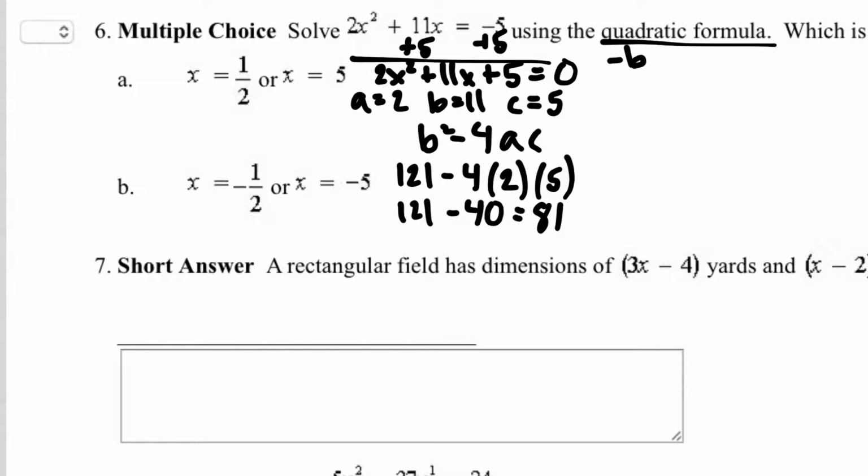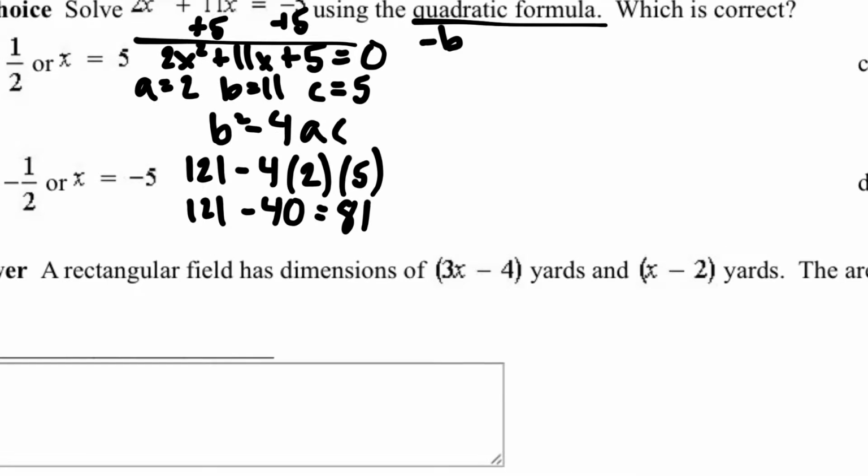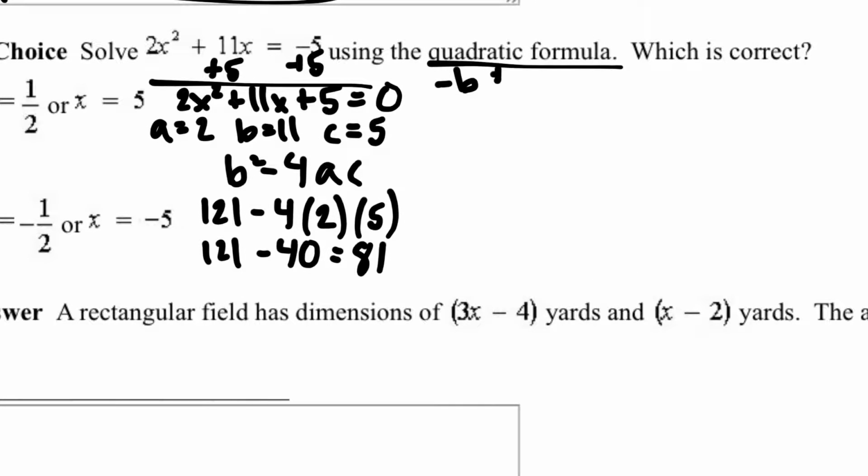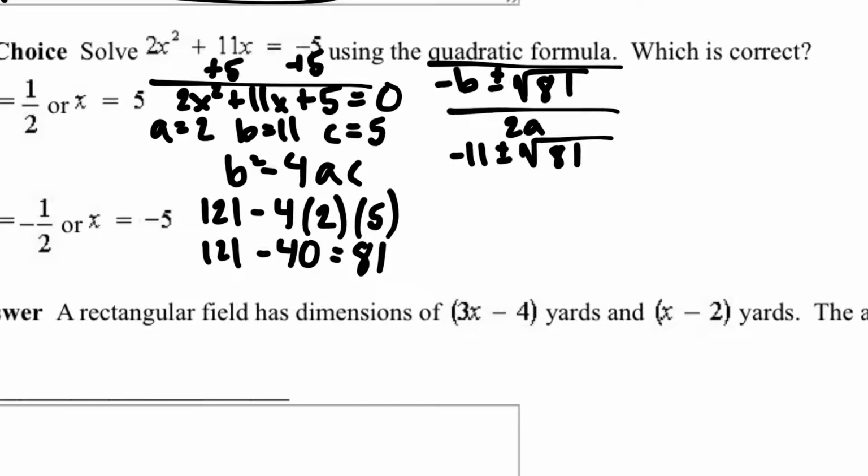It's negative b plus or minus the square root of b squared minus 4ac, which I already did. It's 81. All over 2a. Negative b, that's negative 11, plus or minus the square root of 81 all over 2 times a, which is 2 times 2, which is 4. Let's simplify that. I know radical 81 is 9, so this is what I get. Negative 11 plus or minus 9 all over 4.